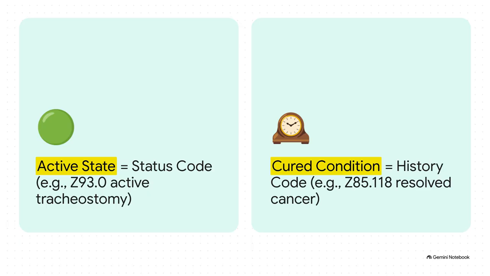swapping these two concepts is a severe error. The active present state is your status code. The cured past condition is your history code. If a patient has a completely resolved case of lung cancer, they get a history code, like Z85.118. If you accidentally assign an active disease code or confuse a past history with a current status, you are painting a wildly inaccurate clinical picture. And let me tell you, that will immediately trigger a compliance audit.